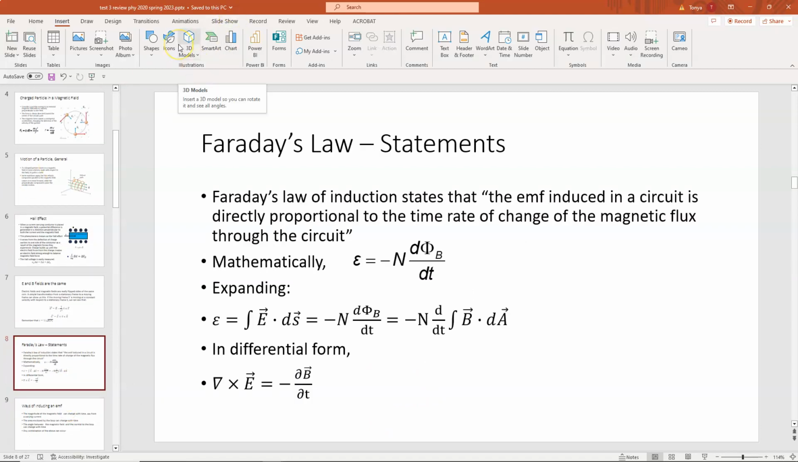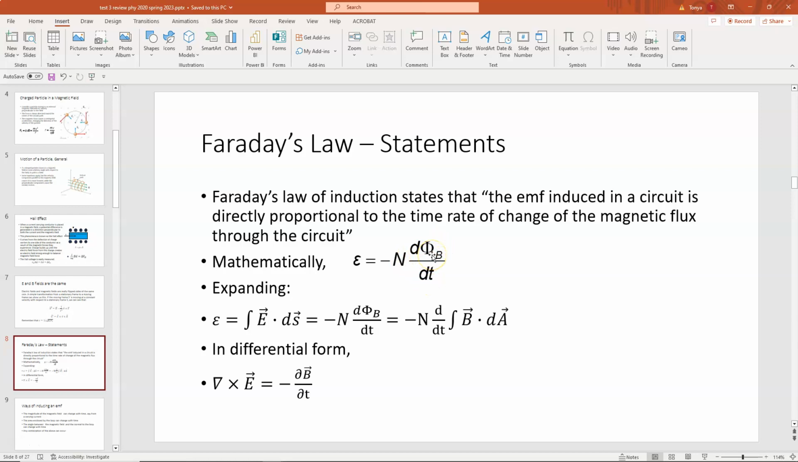Okay, Faraday's law. Faraday's law of induction states that the EMF induced in a circuit is directly proportional to the time rate of change in the magnetic flux through the circuit. So that means, mathematically, that we use this curly E, cursive E, or epsilon, if you would. The EMF is equal to minus N times d phi B dt.